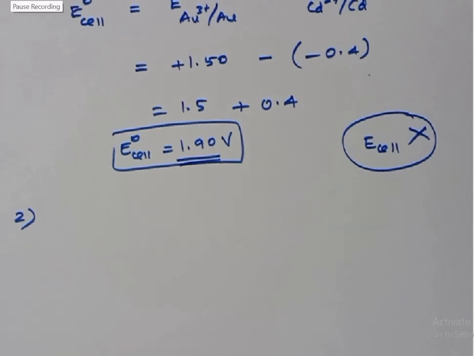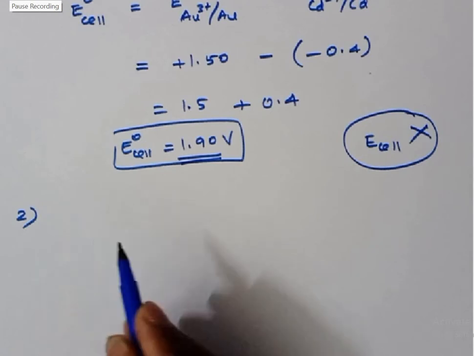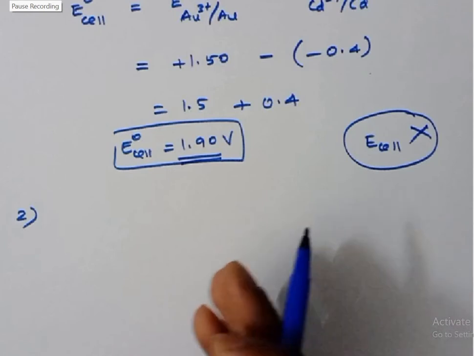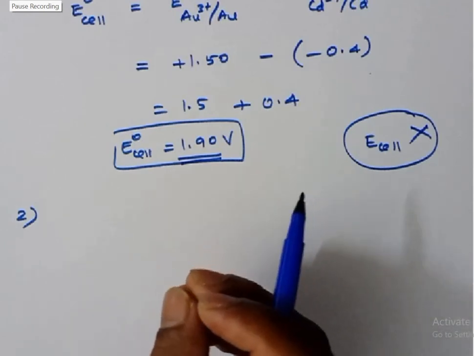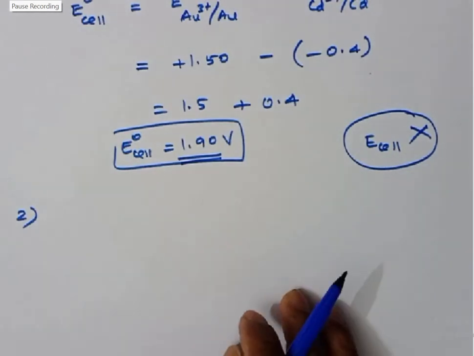The second important application is that, suppose standard reduction potential values are given for some electrodes. So second application, we can identify or we can compare. If 2 or more elements are given, we can compare which one can act as a good reducing agent or which one can act as a good oxidizing agent.